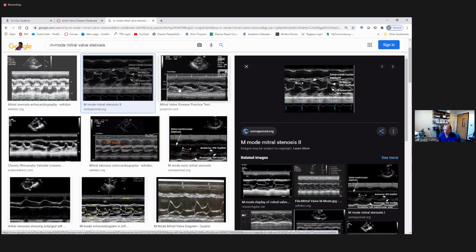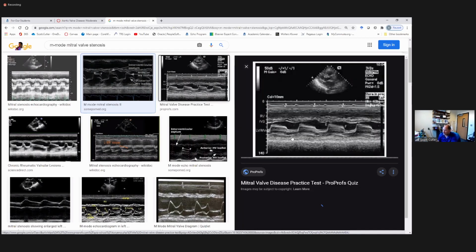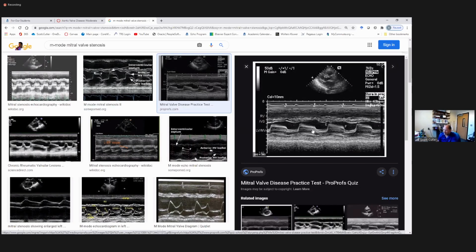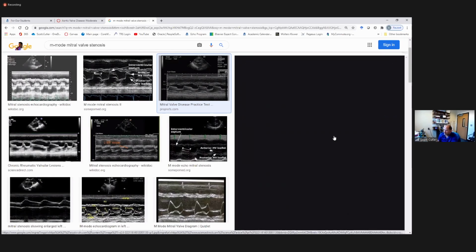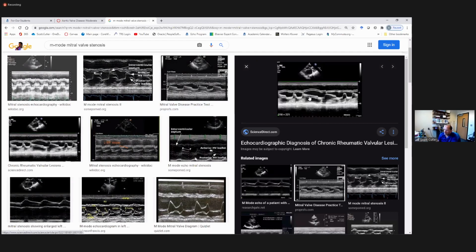Okay, let me bring up a little bit more severe one. In this case, there's a lot of reverberation, so it might be hard to tell the exact opening and where the posterior leaflet is, but you can appreciate that there's some opening in between here. So that's a more narrow one there. This one has a pretty narrow opening between it there. Okay, so you get the idea.